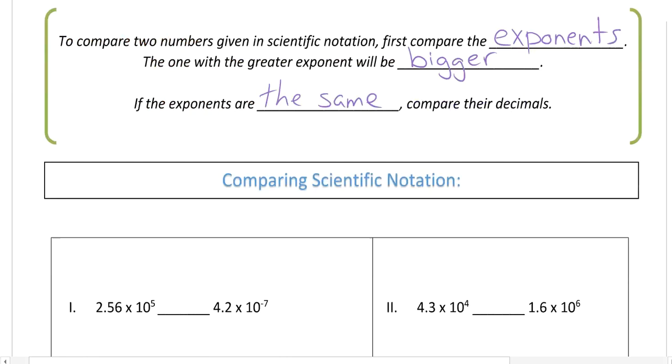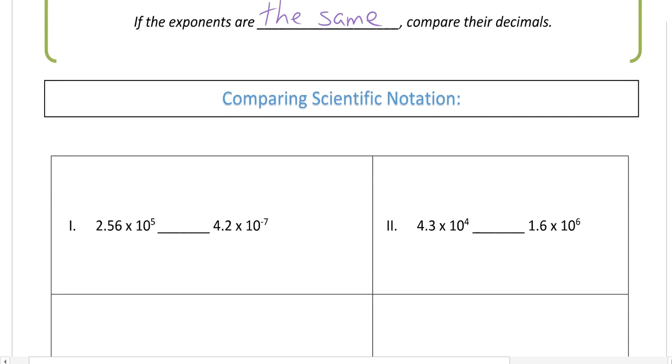So if we look at our first examples here, number 1, I'm first going to look at my exponents. If I compare my exponents, I have 5 compared to negative 7. Well, 5 is greater than negative 7, therefore 2.56 times 10 to the 5th is going to be greater than 4.2 times 10 to the negative 7th. It's as simple as that.